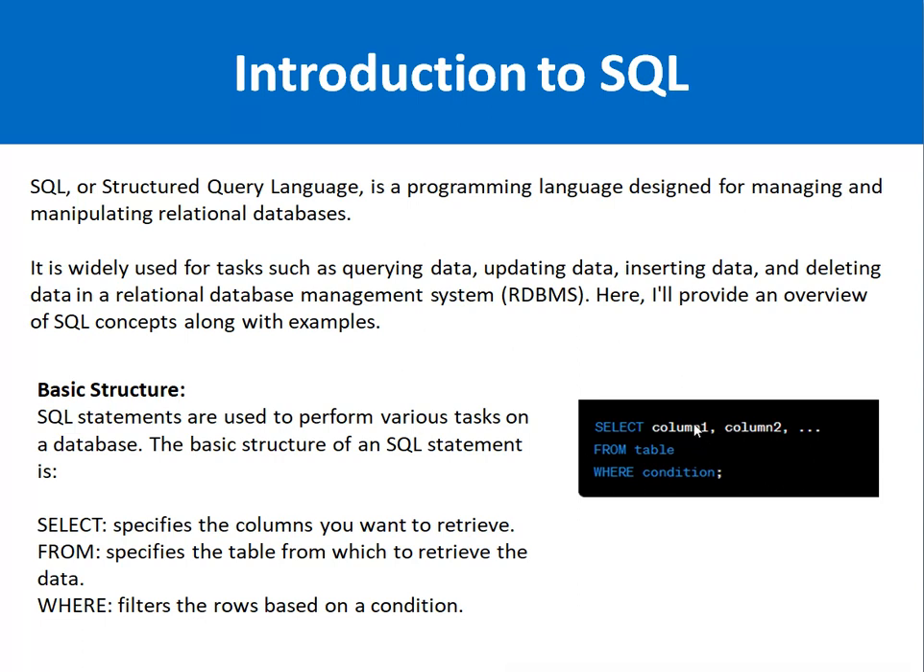For example, column 1 could be a column for the salary of an employee. You have a column for his first name, last name, and his department. So these are the columns, and the table is the place in a database where you are storing the data. The where clause is the condition or the filter on which you can filter the data. So this is the very basic query: select column 1, column 2, and the columns can be increased, from table where condition.